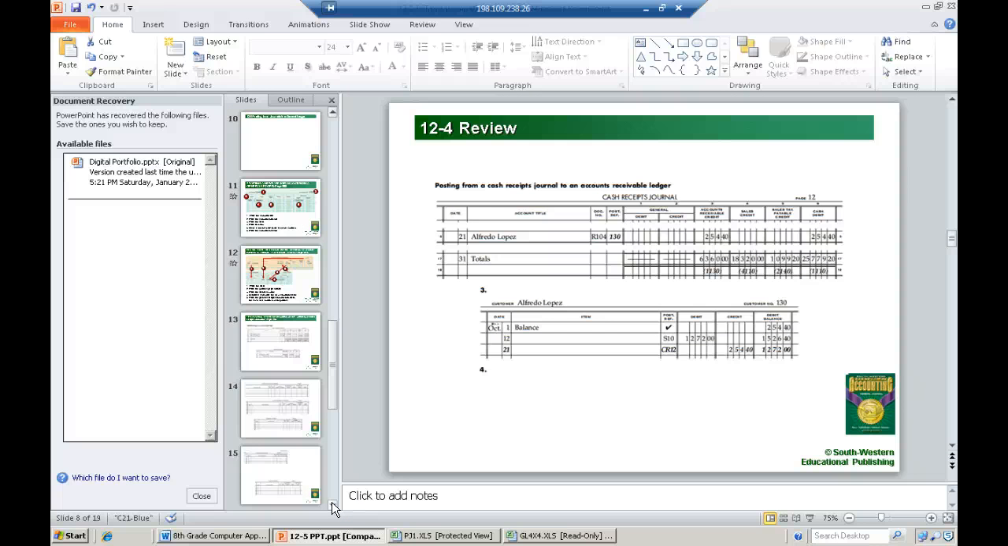So a brief review of what's going on in chapter 12. It's a long chapter, and it all has to do with taking what's in the transactions that we recorded in our journals, posting them to our ledger accounts. Accounts payable and accounts receivable both have individual subsidiary accounts for each vendor that we buy from and each customer that buys from us.